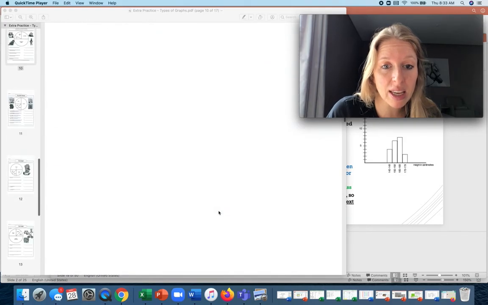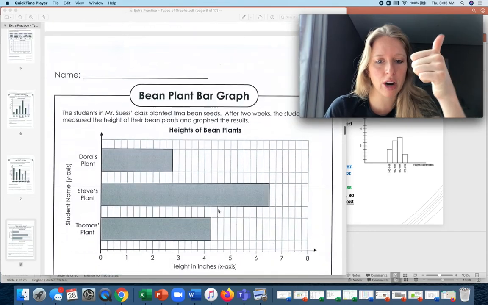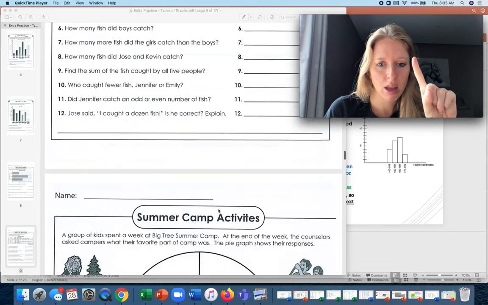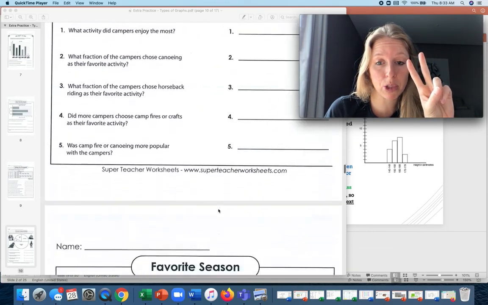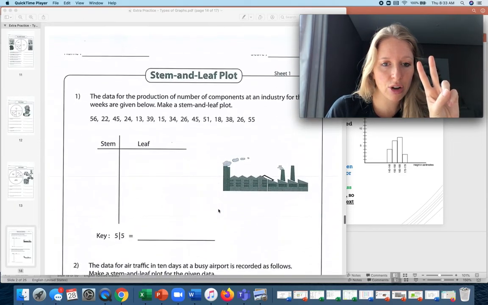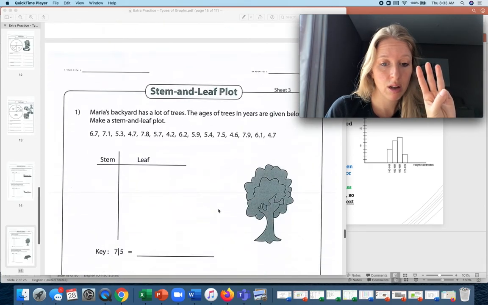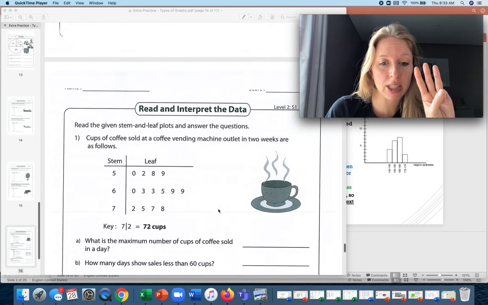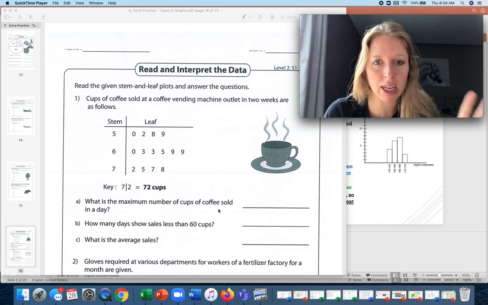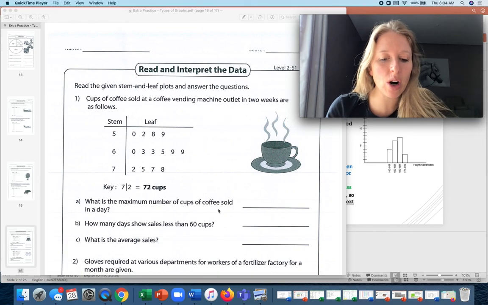So basically, you're doing one pictograph, then one circular pie graph, then you're making one stem and leaf plot, and then you're interpreting the stem and leaf plot. So same as yesterday, you're doing 4. Okay, there you go. That is it for today. Good job.